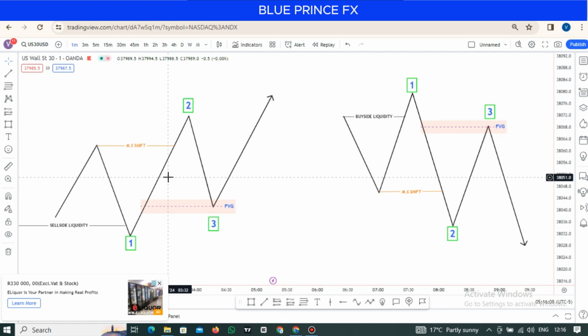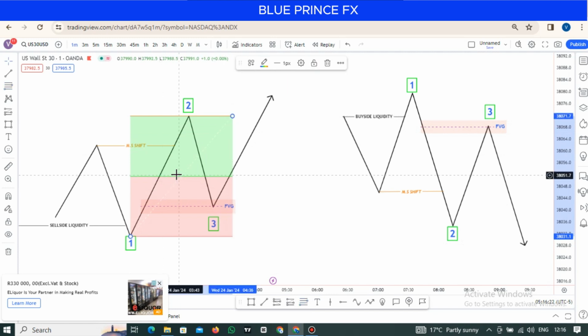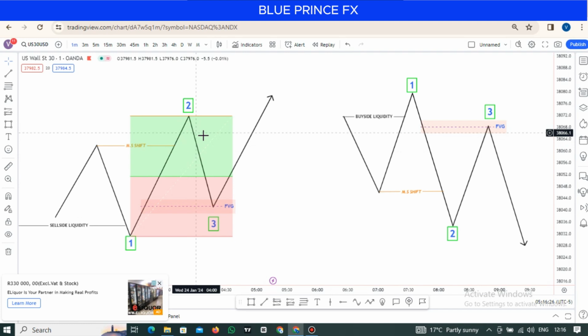And preferably the fair value gap must be within a discounted price. How do you check a discounted price? You simply take your Fibonacci and place it on the displacement low and on the displacement high. So this is a 50% equilibrium. Anything above this is a premium market, and anything below the 50% is a discounted market. So you can see this fair value gap is within a discounted market. That's where you buy, right? We remove this.